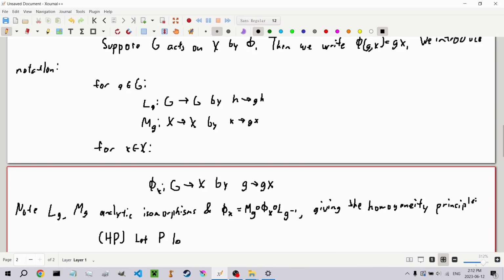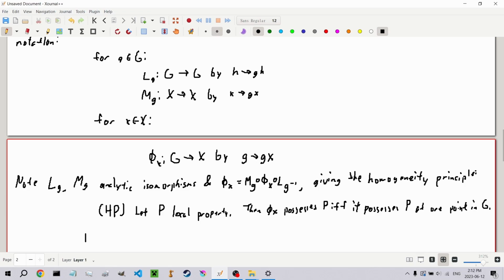Let P be a local property. Then phi x possesses P if it possesses P at one point in G. So phi of x is an immersion or submersion or subimmersion if it is at just one point, we only need to show it is at one point.